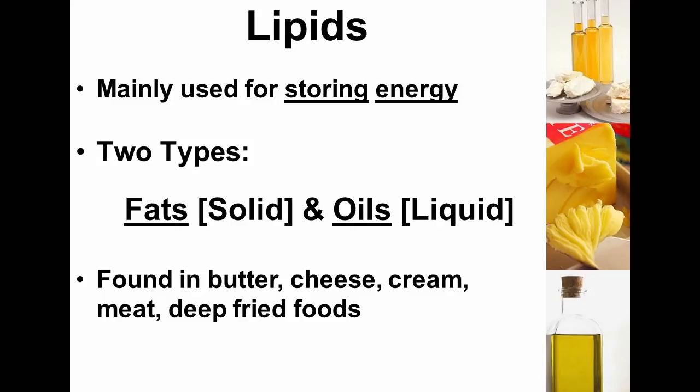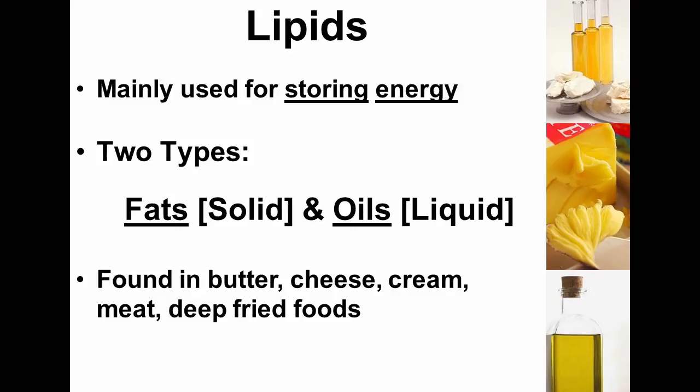So there are two types of lipids: fats, which are solid, and in most animals we store our lipids as fats. They're solid at room temperature. And the other form is oils. Oils are liquid at room temperature, and plants tend to sometimes store energy or have these oils in them.